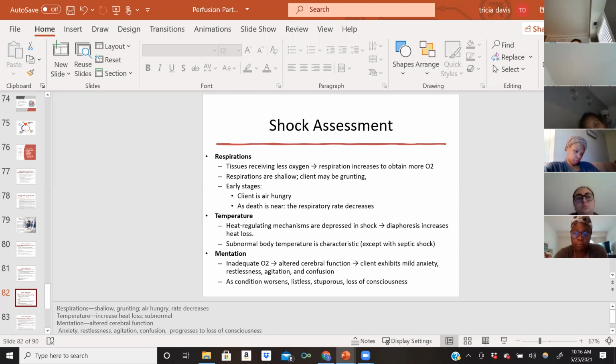We're going to look at mentation. So we know that patients that have inadequate oxygen are going to have impaired blood flow to the brain. We're going to have that altered cerebral function. The patient is going to start to be anxious. They're going to be apprehensive. They're going to be restless, agitated, and then it's going to move into confusion as decompensation occurs and things get worse. They're going to become listless, stuporous, and there's going to be a loss of consciousness.